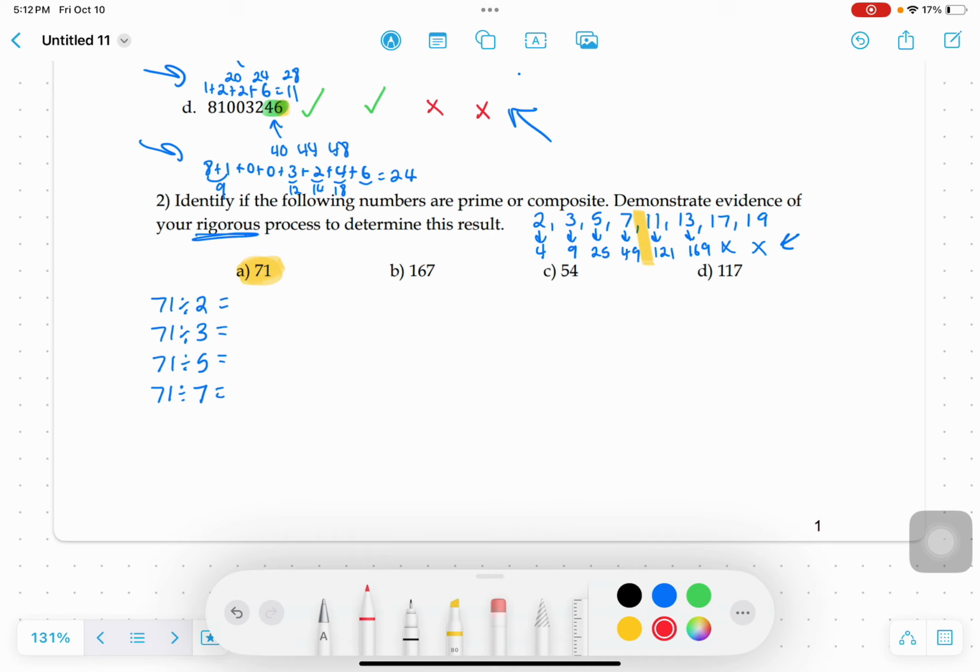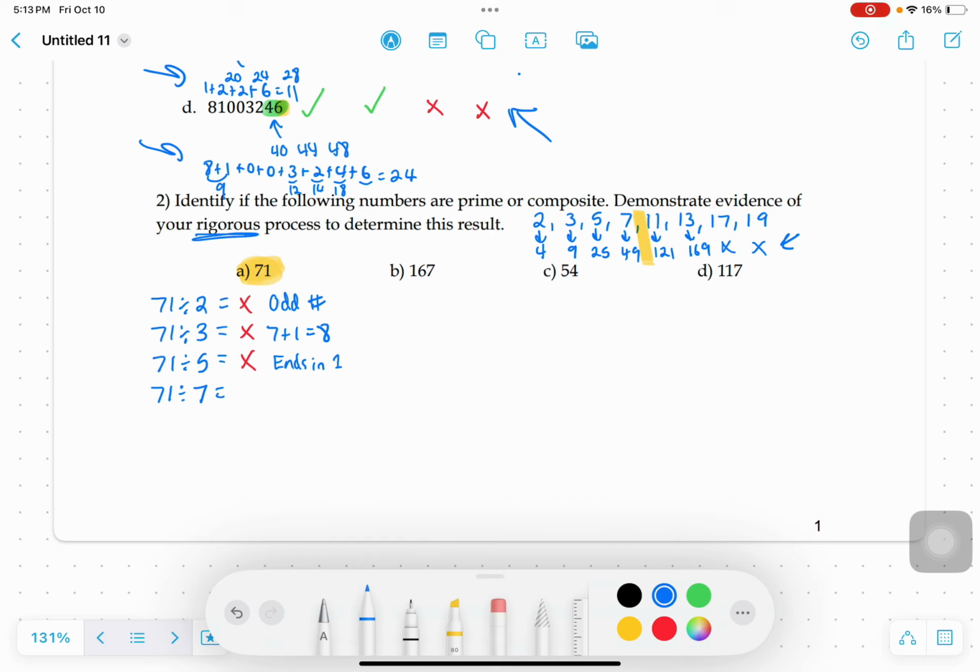For 2, it is not divisible because this ends in a 1. It is an odd number. For 3, let's see. Let's use our divisibility rule. We can take the sum of the digits. 7 plus 1 is 8, and 8 is not divisible by 3. I notice that 71 ends in a 1, so it is not divisible by 5. It ends in a 1, so it's not divisible.